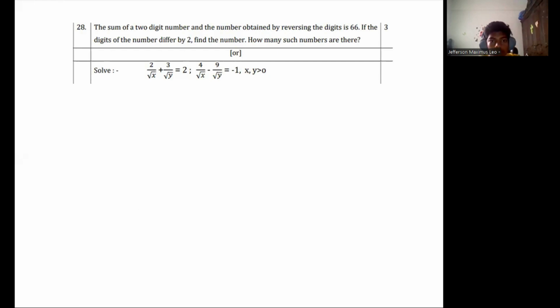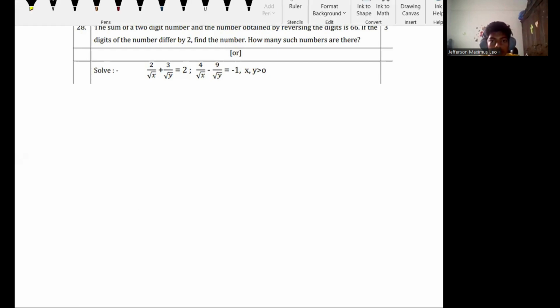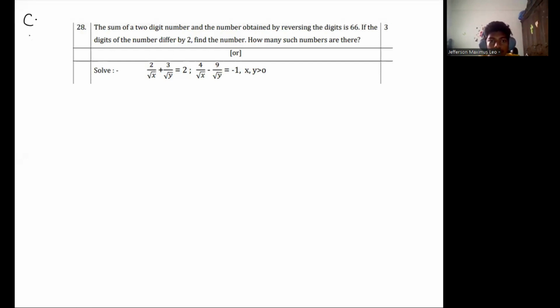The sum of a two-digit number and the number obtained by reversing the digits is 66. If the digits of the number differ by 2, find the number. How many such numbers are there?